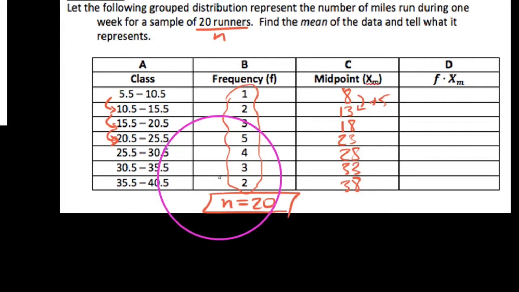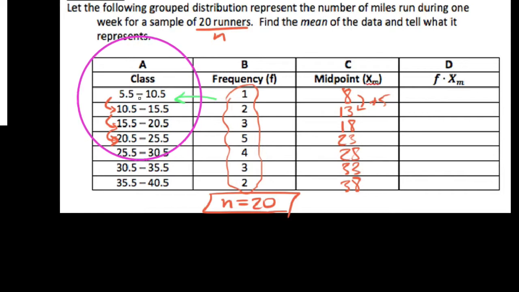The next thing I want to consider is this. We don't have the raw data here again, so what could we do? Well, one way to interpret this is that we have one runner who ran somewhere between 5.5 up to, but not including, 10.5 miles in this week. Since we don't know what this runner has run, what we'll instead do is this. I can assume they ran 5.5, but that would be low. I could assume they ran just under 10.5, but that would be high. We're going to assume they ran the class midpoint. So essentially what we're doing here is we're saying this.